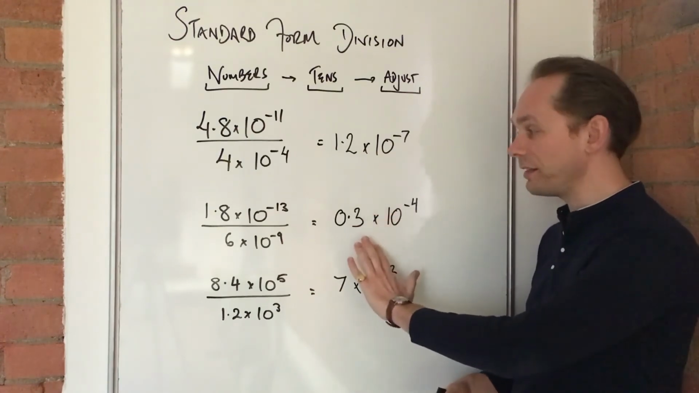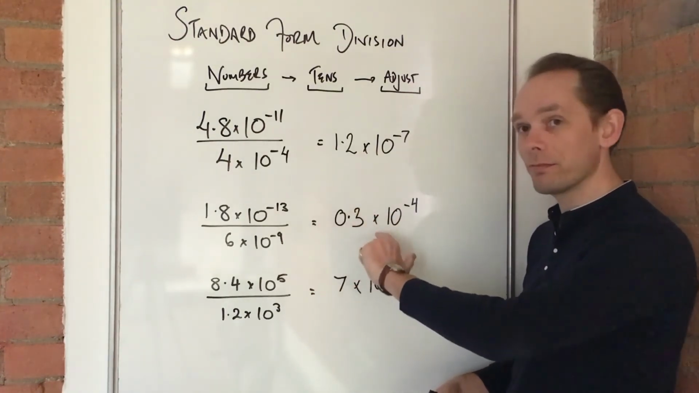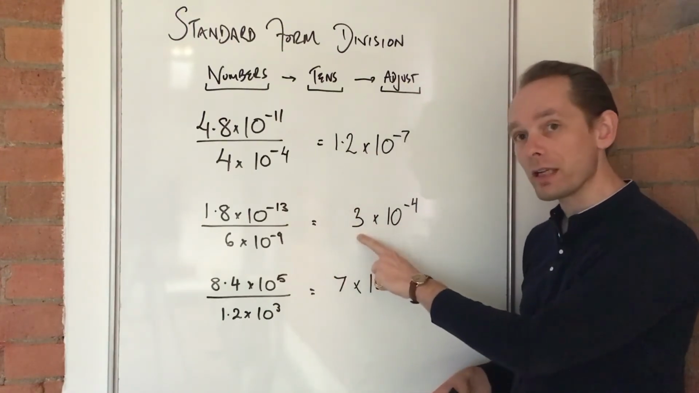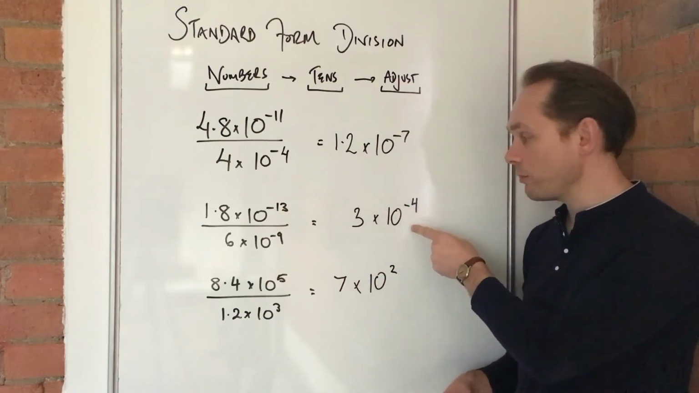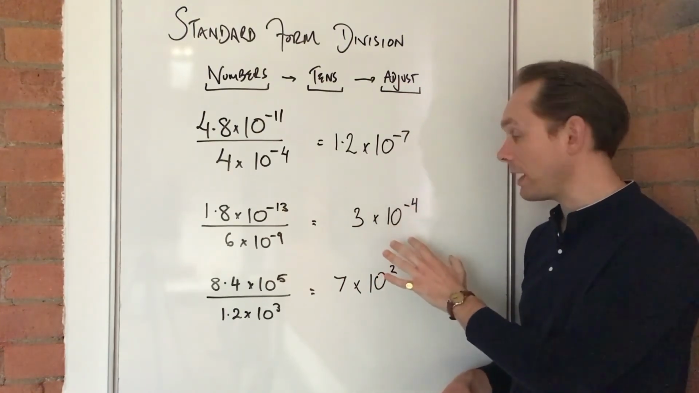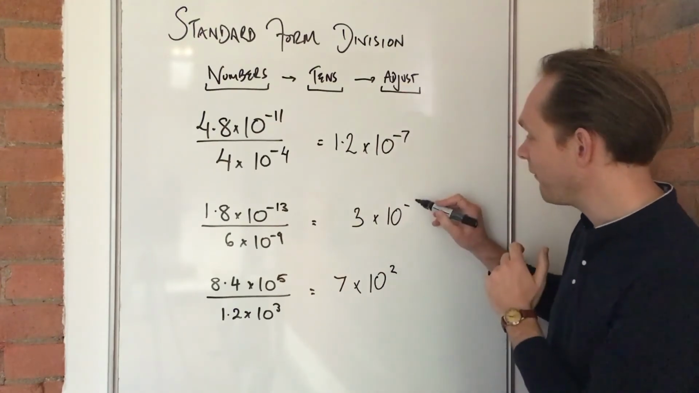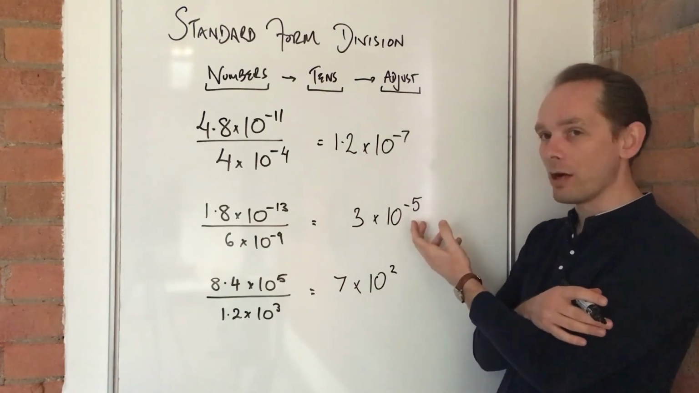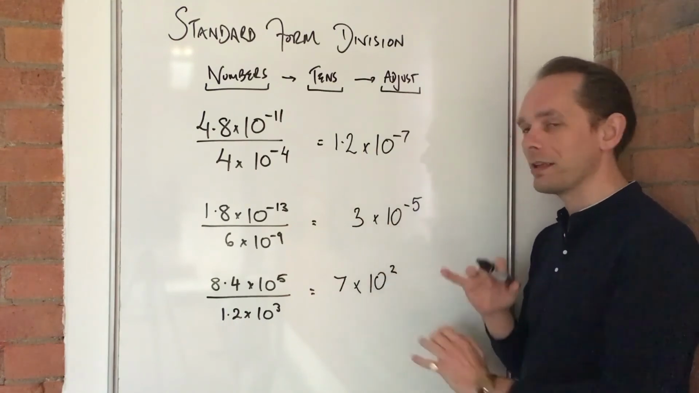We need to turn this into a number between 1 and 10. So all we're going to do is get rid of the 0 point. We're going to multiply it by 10 and make it 10 times bigger. So now it's 3. Now if that's 10 times bigger, we need to make this 10 times smaller so that it has the same value that it did before. So instead of minus 4, 10 times smaller will be minus 5. So I've decreased that power by 1 to make it 10 times smaller so that the compensations happen and it's the same value.